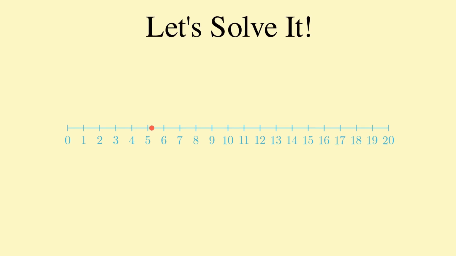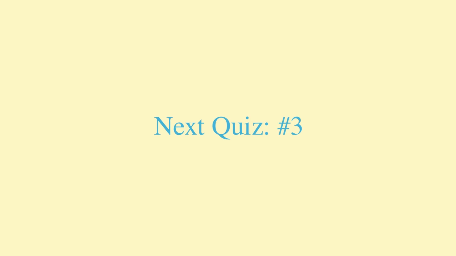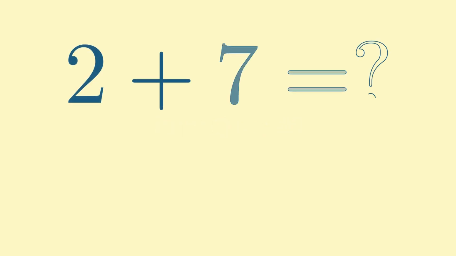1, 2, 3, 4, 5. We land on 8. Great job! Now, let's move to the next question. What is 2 plus 7?